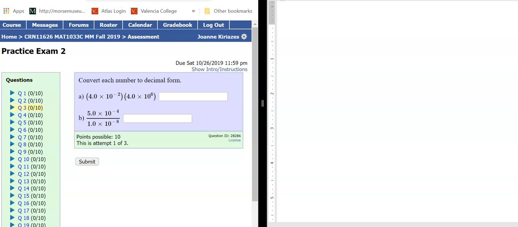Problem number 3, convert each number to decimal form. Okay, so the first one is given to us in scientific notation. So I can use my calculator. That's probably the easiest thing to do, is just to use my calculator. Now, it says that we're going to use decimal form. So when I say decimal form, I mean not scientific notation.